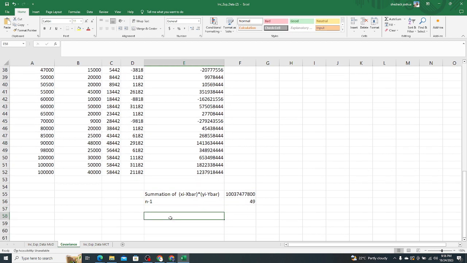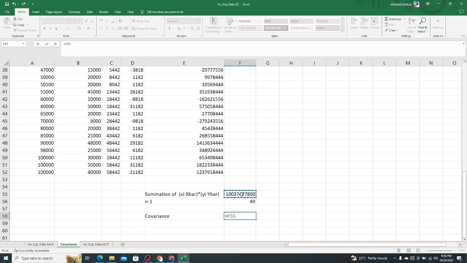And then we can now compute what? Our covariance. Covariance will be equal to the summation of (xi minus x bar) multiplied by (yi minus y bar). So it will be this value divided by n minus 1. So we are going to get this value.